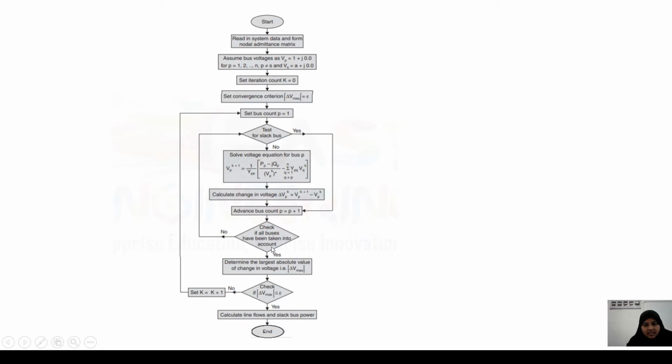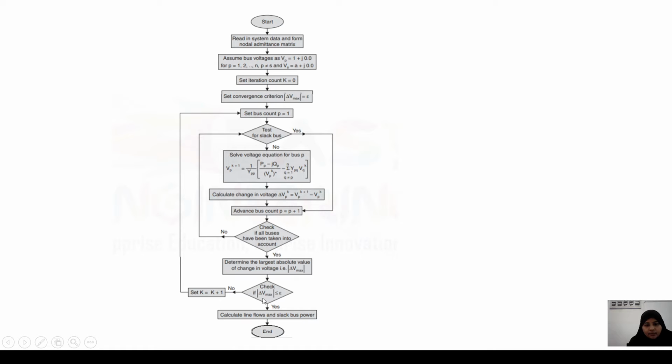Then check if all the buses have been taken into account. Yes, then you go to the next step: determine the largest absolute value of change in voltage, that is mod of delta Vmax. No, go back to again check whether it is a slack bus or not. Yes, advance the count P is equal to P plus 1. No, again this procedure. So after checking that all the buses are taken into account, determine the largest absolute value of change in voltage, that is mod of delta Vmax.